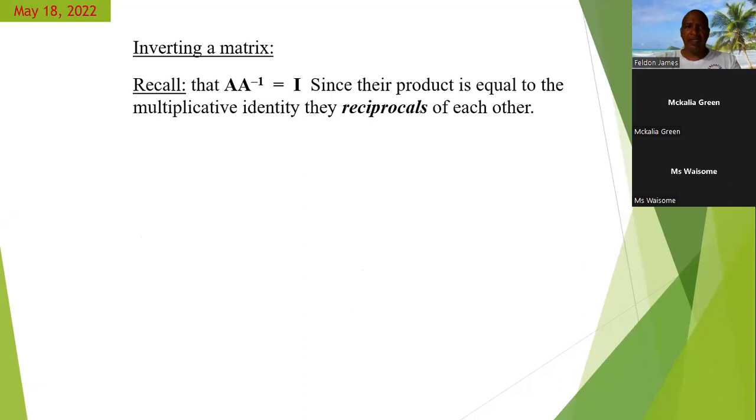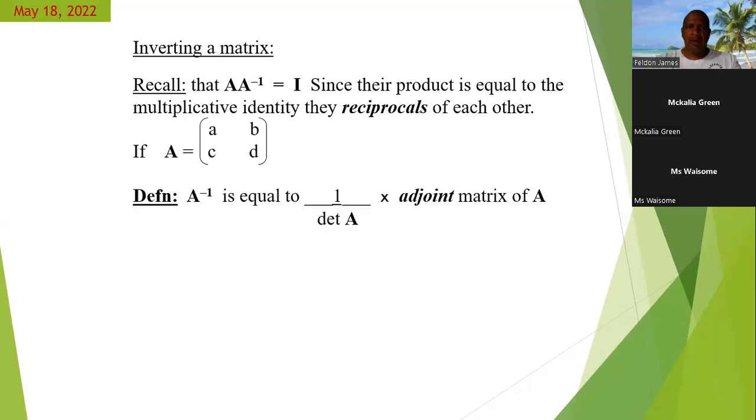Now, inverting a matrix. We use this formula to find the inverse of a matrix. We first find the determinant, and then we put 1 over the determinant times the adjoint of the matrix. So if the matrix here is A, we would find the determinant by multiplying AD minus BC, and then we find the adjoint of A and multiply it by 1 over the determinant. So that's a general formula.